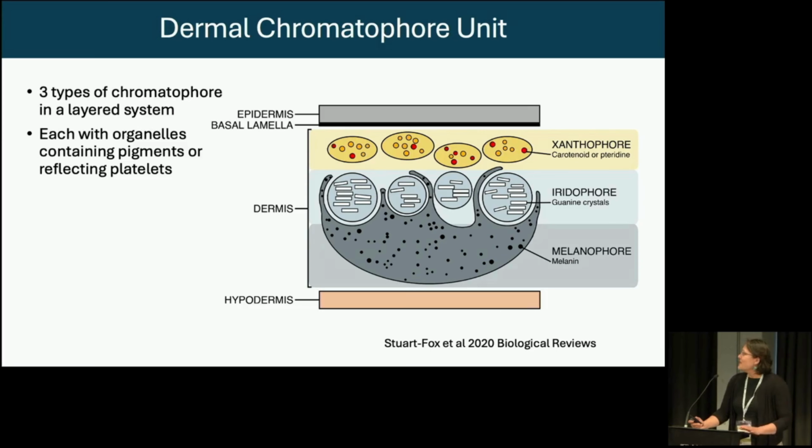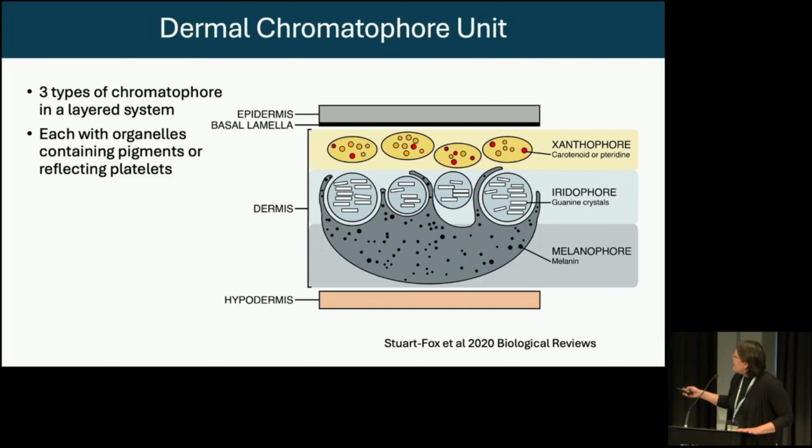Well, Atanasius already introduced these pigment cells, but essentially they occur in a layered system. At the deepest layer we have melanophores containing organelles with melanin pigment in them. These cells are often involved in really rapid colour change over the scale of seconds. That's because these organelles can migrate deep towards the cell centre and reveal the colours of the layers above, or they can migrate towards the skin surface, and the animal darkens.